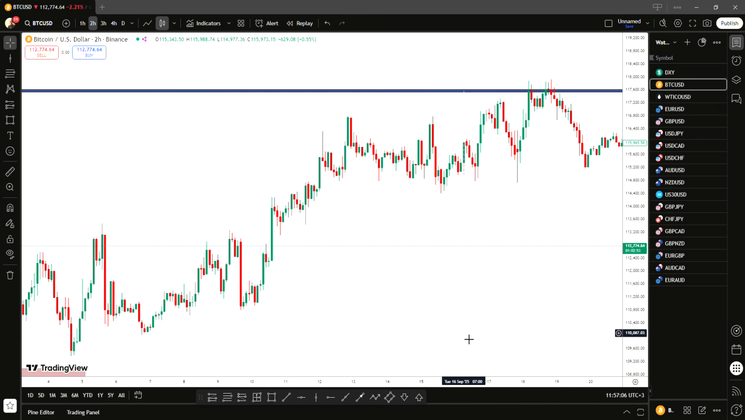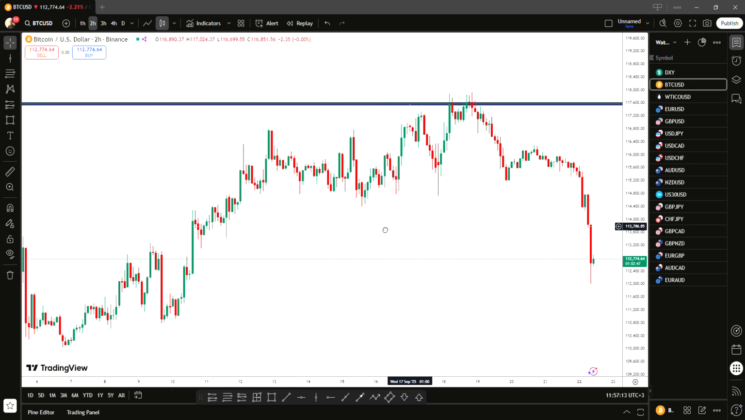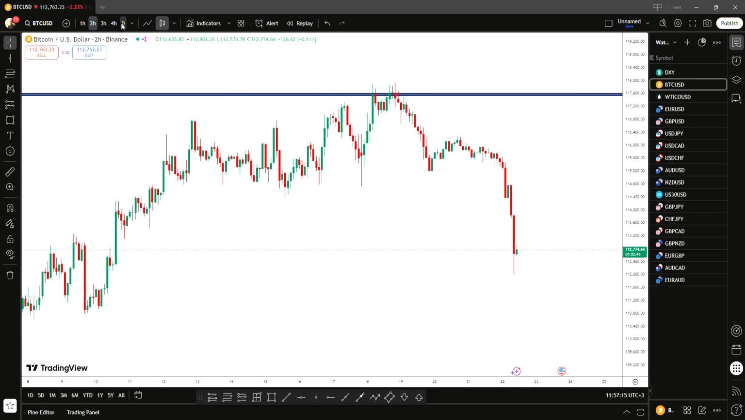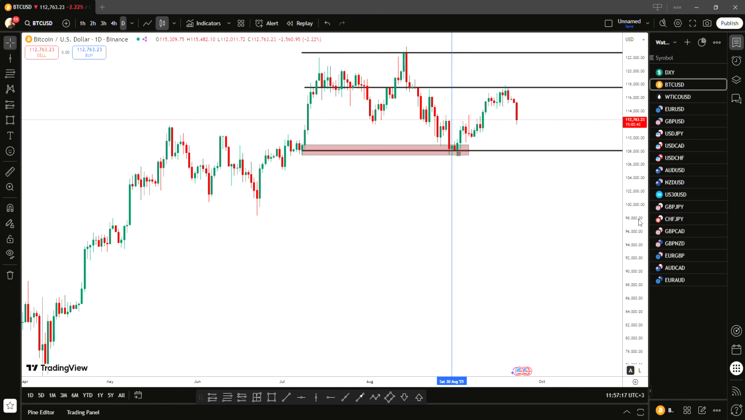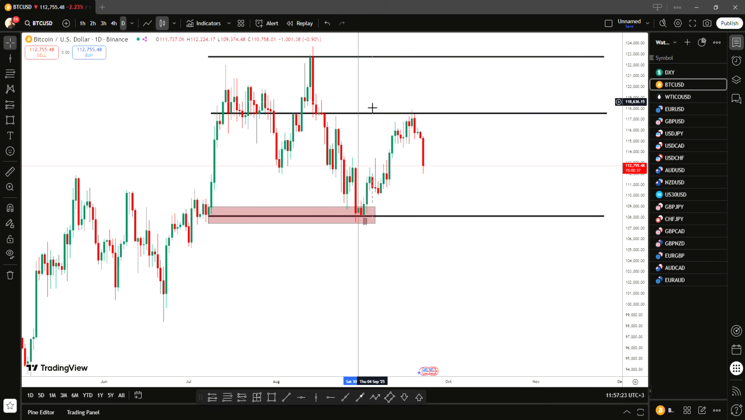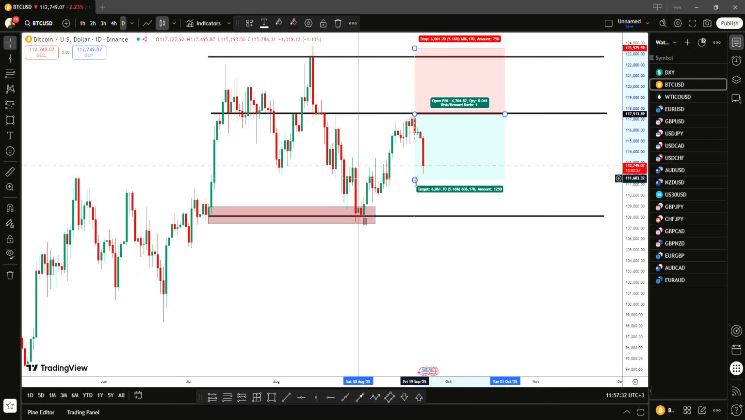And with Bitcoin, you know what that means with Bitcoin. After we contacted the daily supply zone, which is here, which also happens to be the daily resistance, it tapped into it, respected the zone very well, and look at the drop. So far it has dropped how many pips? It has dropped 400 pips.